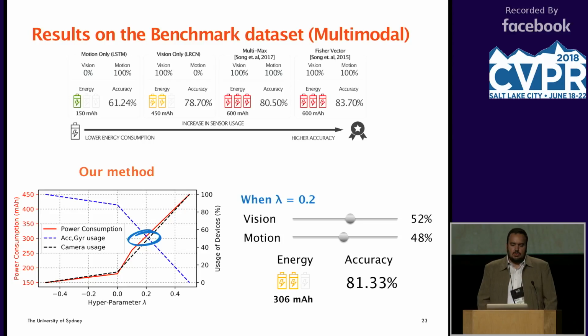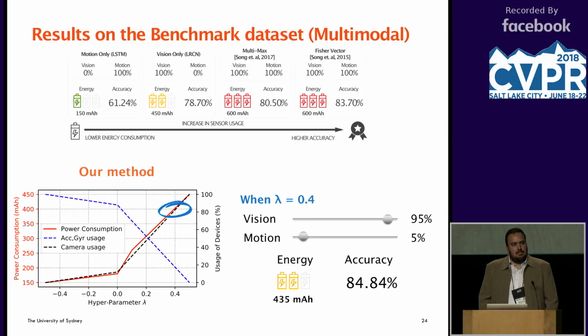We have lambda equals 0.2. We found out that this is the sweet spot of our policy because we have a balanced usage between vision and motion sensor, with roughly 50% each, and an accuracy of 81.33%. That already beats one of the state-of-the-art methods in accuracy, but at only half of the energy cost. Let's go further. Lambda equals 0.4.